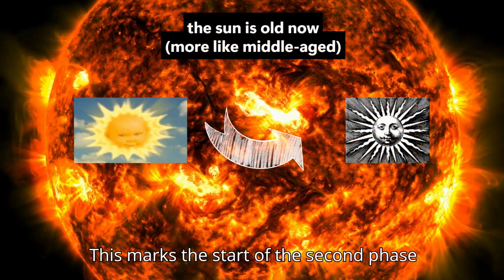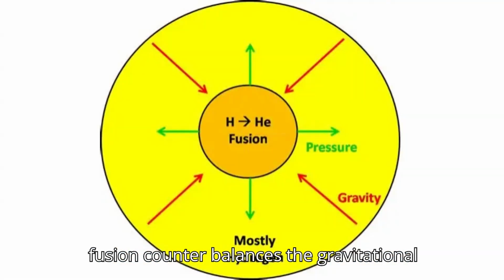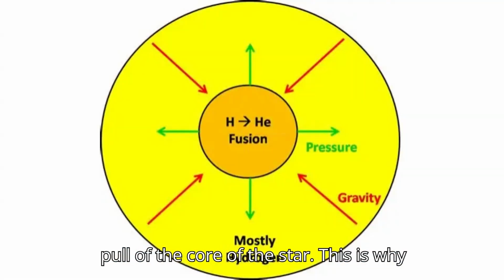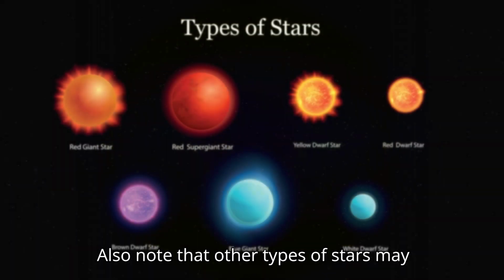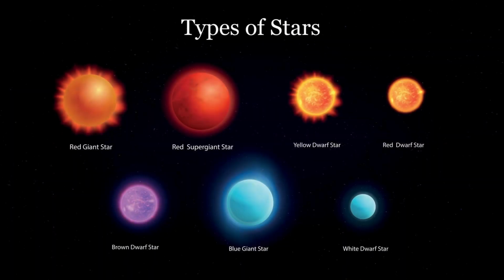This marks the start of the second phase of the sun's life. Note that nuclear fusion counterbalances the gravitational pull of the core of the star. This is why stars don't just collapse on themselves. Also note that other types of stars may go through different phases through their lifetimes.